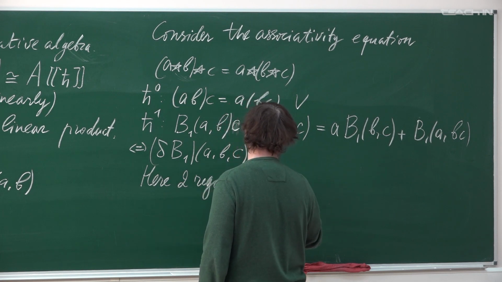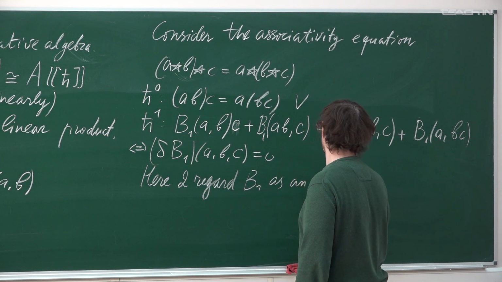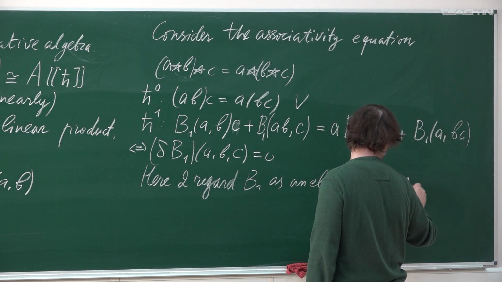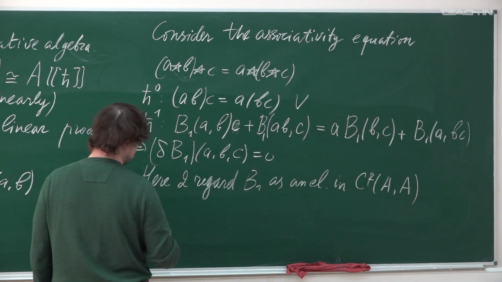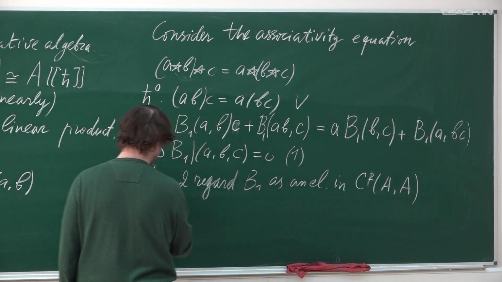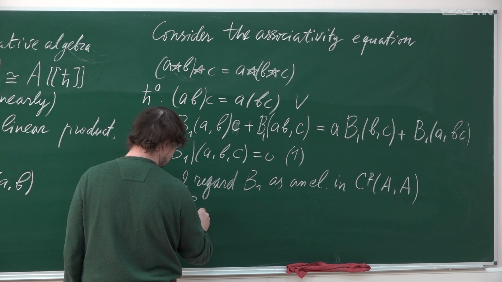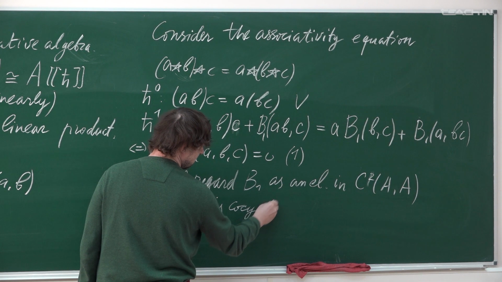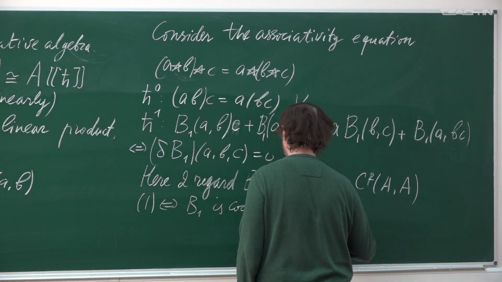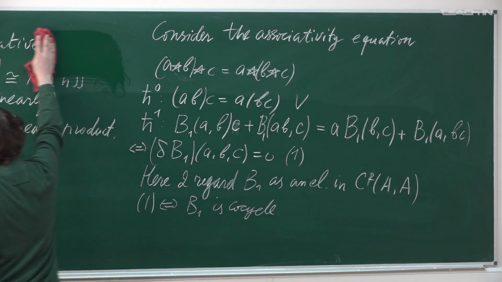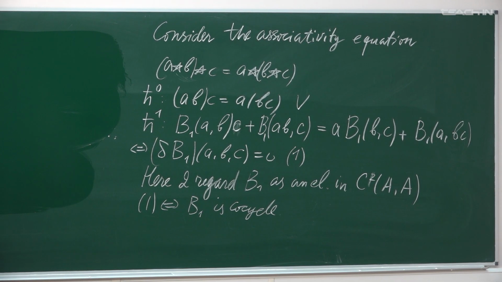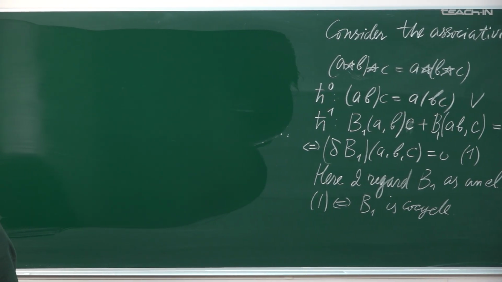Here I regard B_1 as an element in C^2(A, A). And this equation just means that B_1 is a cocycle. You see, it means that there are as many ways to extend the associative product from A to script A in degree 1 as there are different cocycles. Nice. So let us go on. Let's turn to the second term.